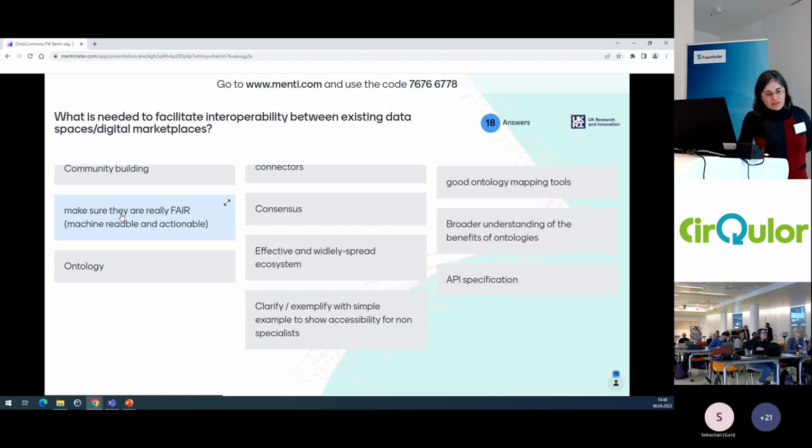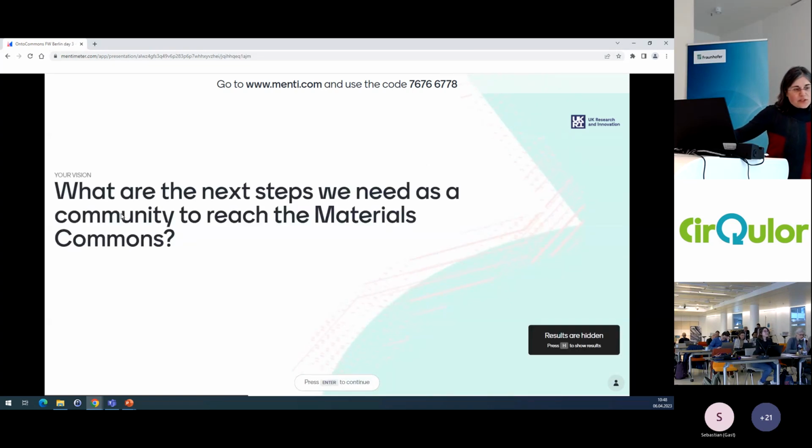And then we close with the last question, which is your vision for the future. So after all we talked about, what do you think are the next steps, really what we should do tomorrow as a community to reach a materials commons? And with this, then we are allowed coffee.